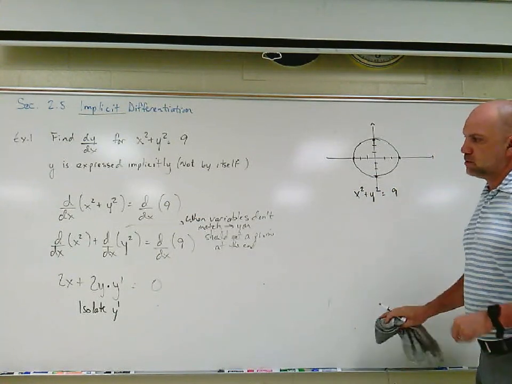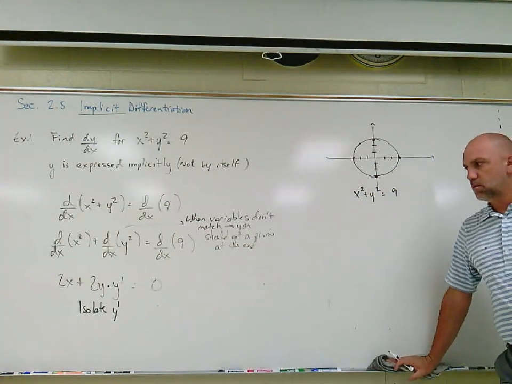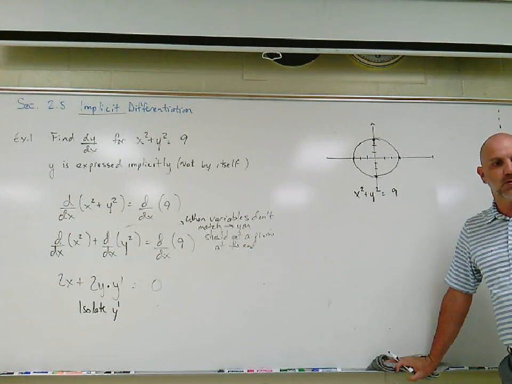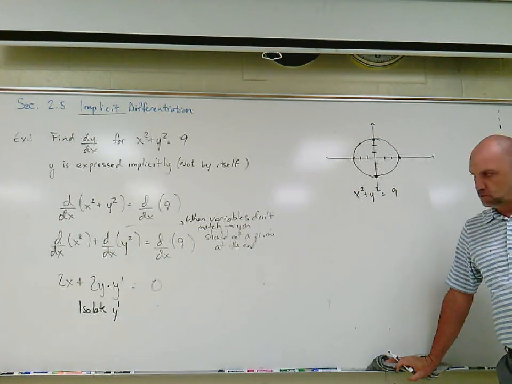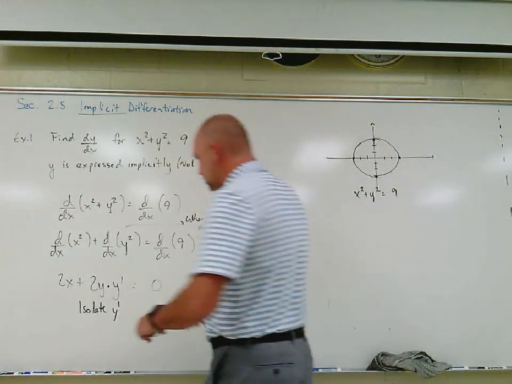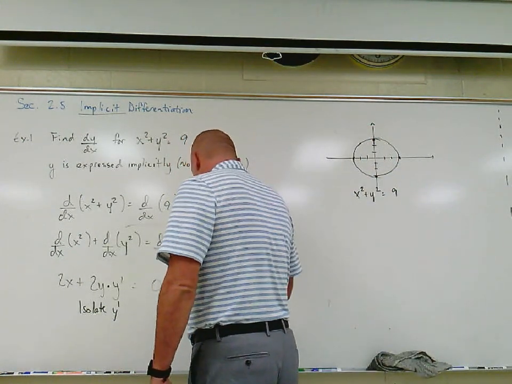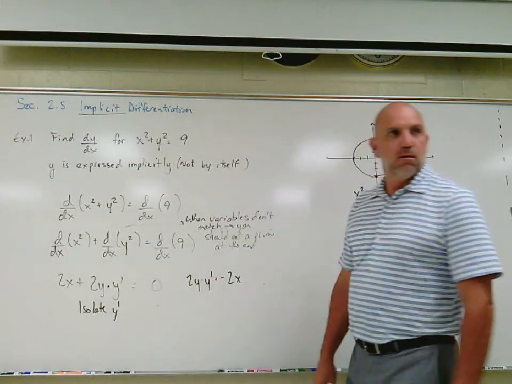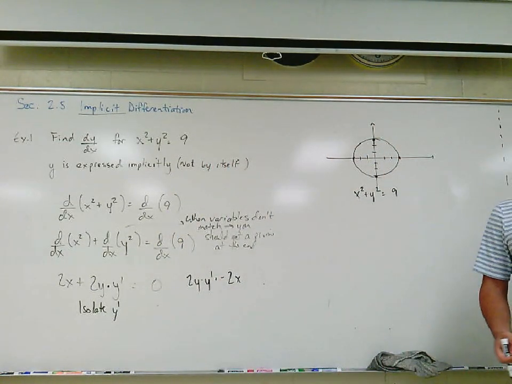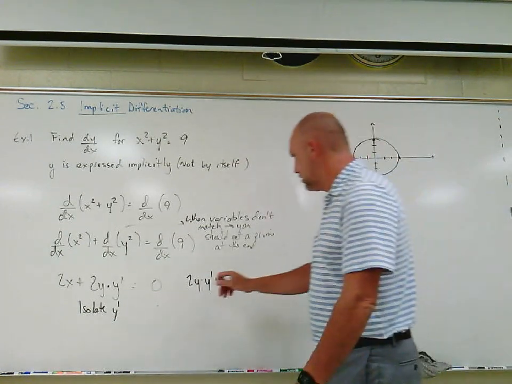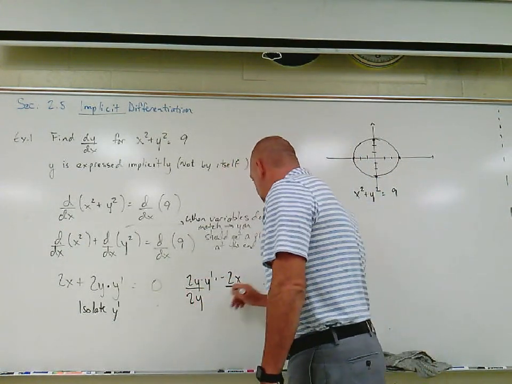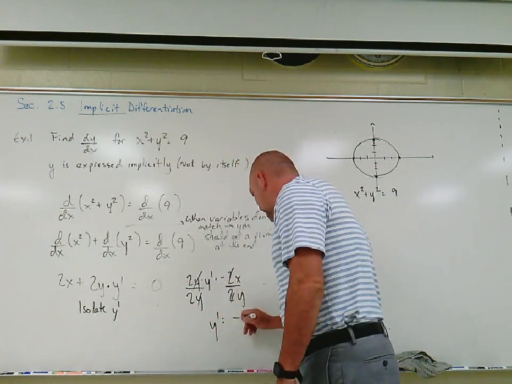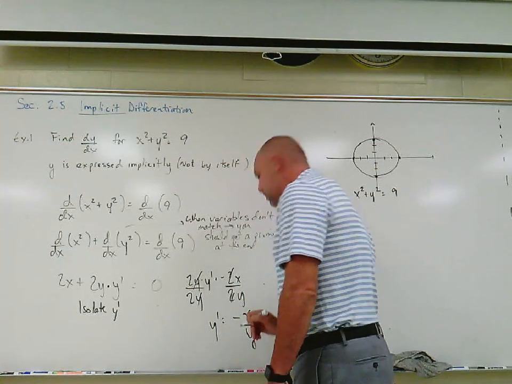Okay. So when I go to isolate, what's the first step? Subtract 2x, okay? So we're going to get 2y times y prime equals negative 2x. And then, since it's 2y times y prime, I'm going to divide both sides by 2y. And I get y prime equals, the 2's cancel, negative x over y.